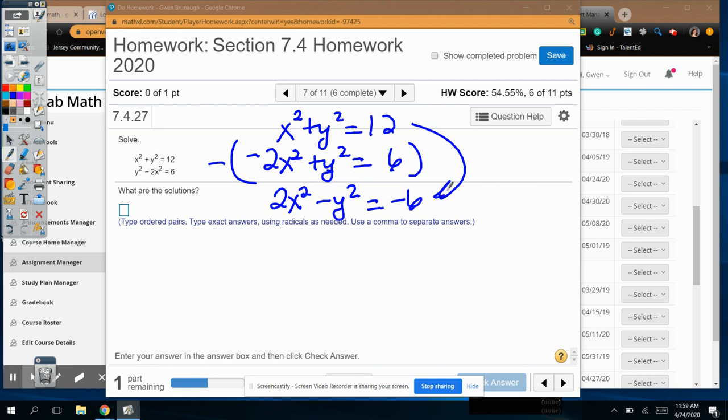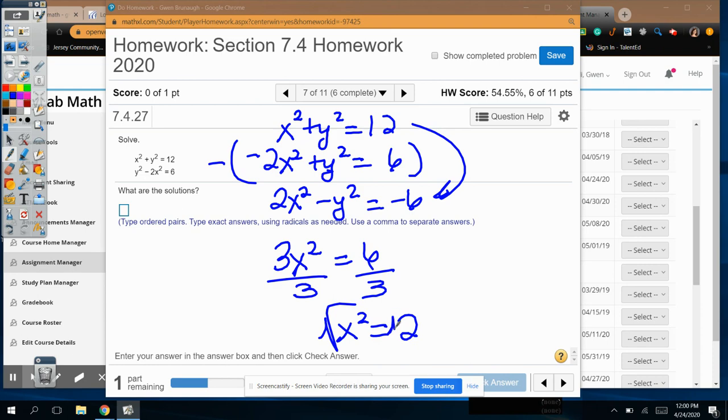And then add the top and bottom. So I'll get 3x squared, the y squareds will be gone, equals 6. Divide by 3. x squared is 2. And x equals plus or minus the square root of 2. So it equals the square root of 2 or negative square root of 2. To find the y's, we're going to have to plug them back in. So let's plug it back into this top one.